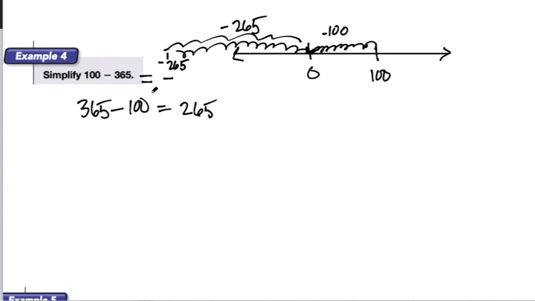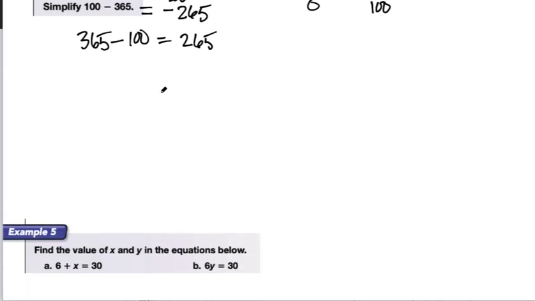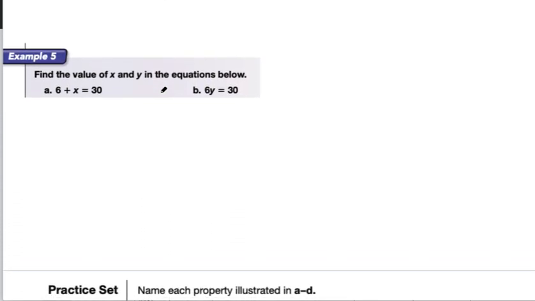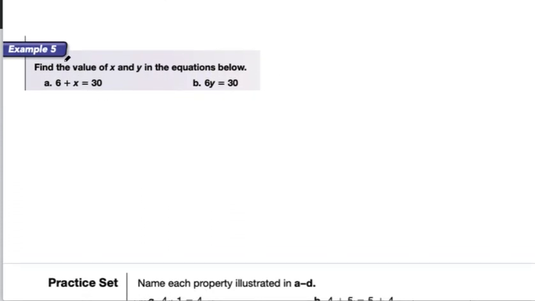And so I know that the answer to this is negative 265. I hope that made sense. All right, we can talk about it again if it didn't. Here we're going to have some fun. We're doing a little bit of algebra. We are trying to figure out what is the missing number.